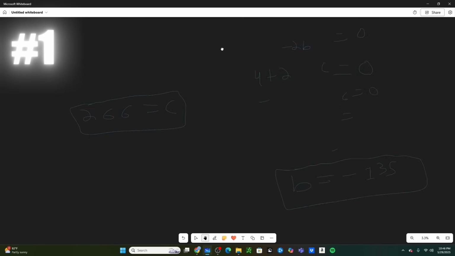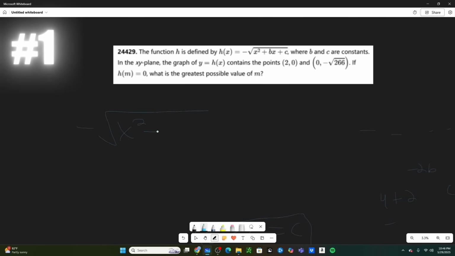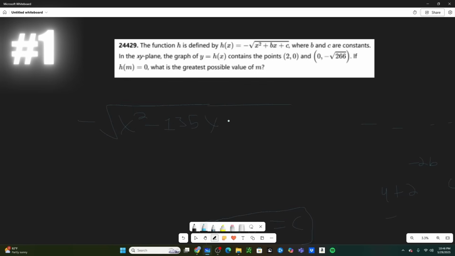Well, we already solved the value of b. It's negative 135, so minus 135 of x, and then plus c. Well, we just solved for c, and it's 266. So now all of this is equal to 0. What value of x makes it equal to 0? Well, let's multiply both sides by negative, and let's square both sides.